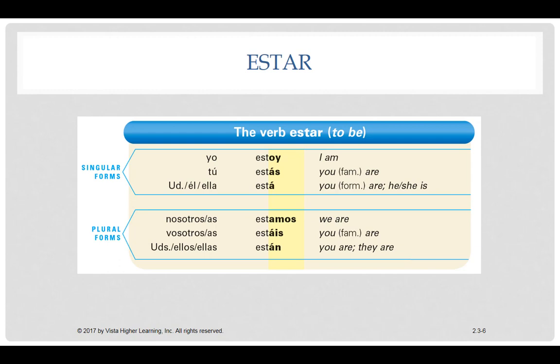Yo estoy. Tú estás. Usted, él, ella, está. Nosotros, nosotras, estamos. Vosotros, vosotras, estáis. Ustedes, ellos, ellas, están.